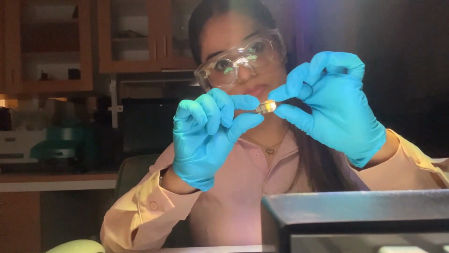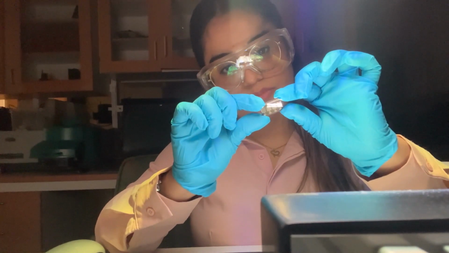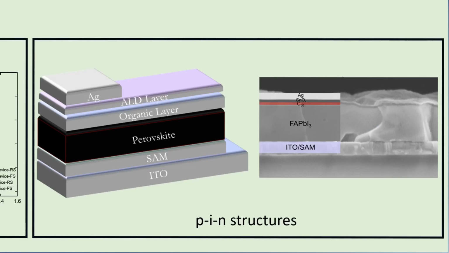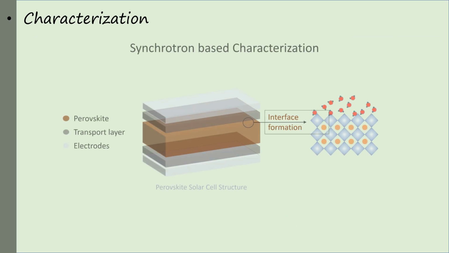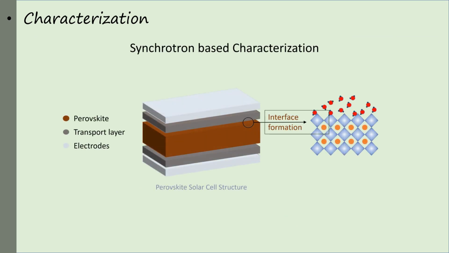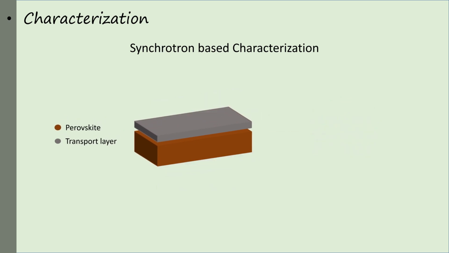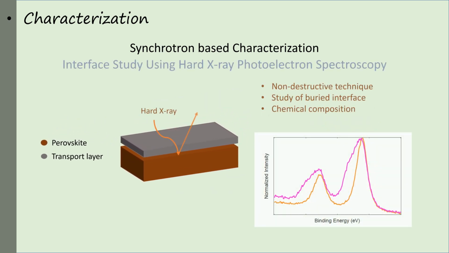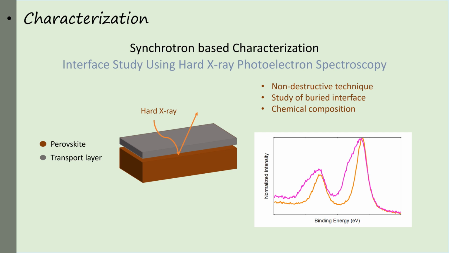Afterwards, we study these materials as well as their solar cell performance using different characterization. The images shown here demonstrate how these materials and solar cells look at nanometer scale. In this project, we mainly focus on studying the interface formation between the perovskite layer and ALD-based transport layers. This is done using a method known as hard X-ray photoelectron spectroscopy. It is non-destructive in nature and we study how chemical environments evolve at the interface. This could really be important for solar cells, especially for the transport of charge carriers.